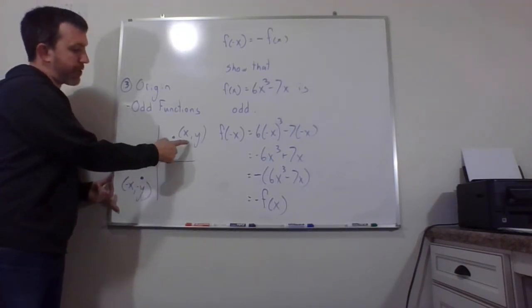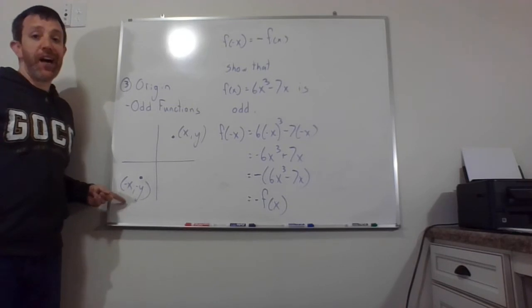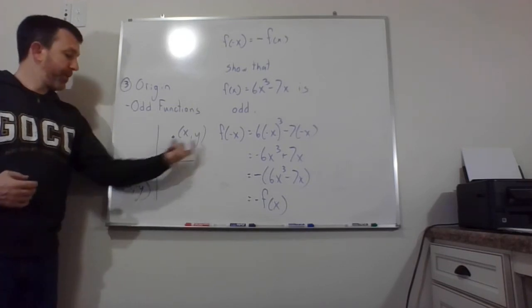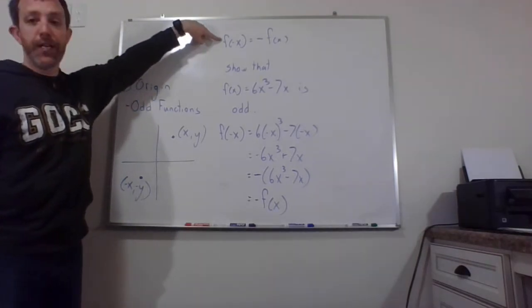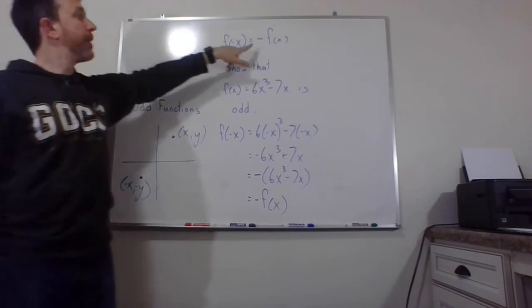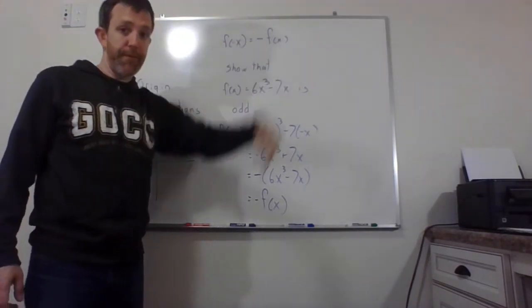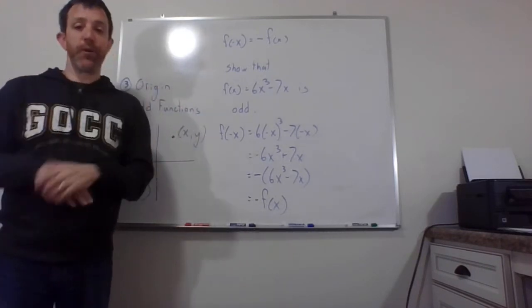What it means to have origin symmetry is that if you have the point (x, y) on the graph, the opposite of x, opposite of y is also on the graph. So we've changed both signs. Now, in terms of function notation, what that means is this: an odd function is when f of the opposite of x is equal to the opposite of f of x. So now when you plug in a negative, you get the opposite of what you would get if you plugged in a positive.